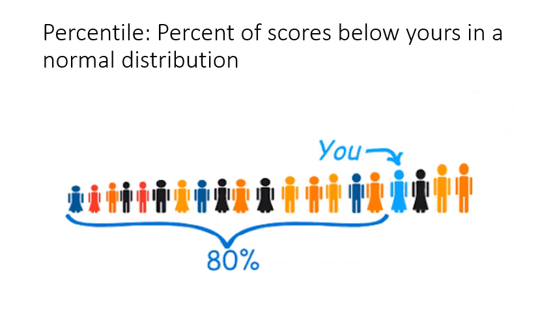So once again, the percentile is just the percent of scores below yours in a normal distribution. And if this is you, and we have all of these individuals, these 20 individuals, then you scored higher than 80% of individuals, so you are in the 80th percentile.